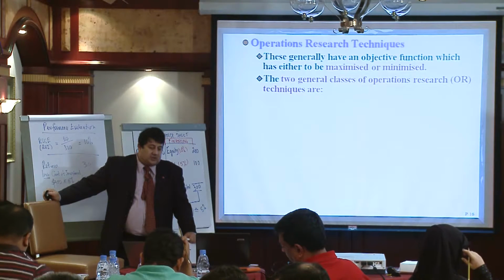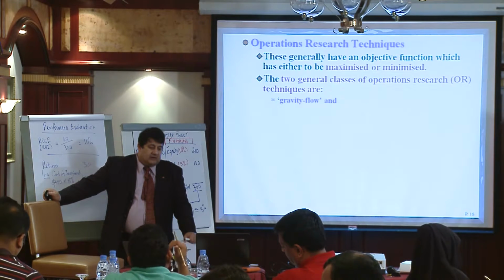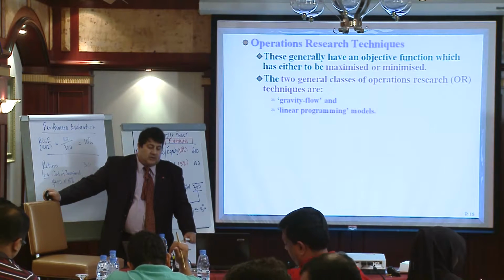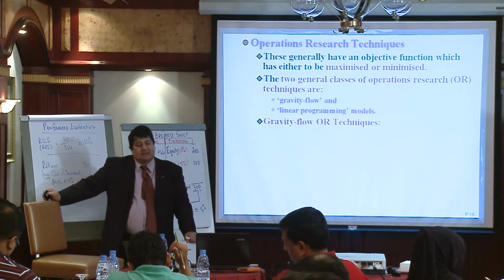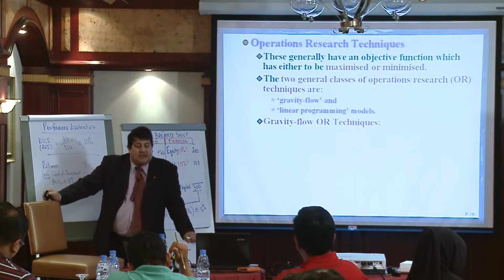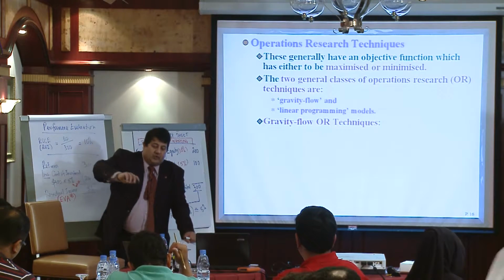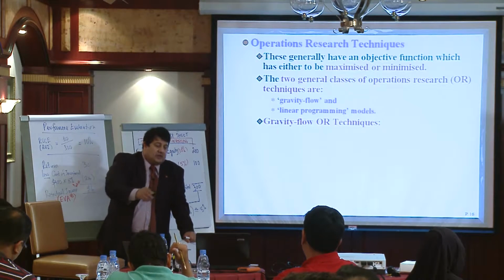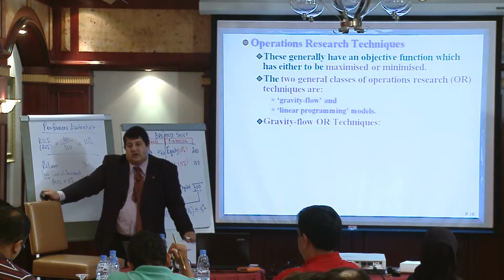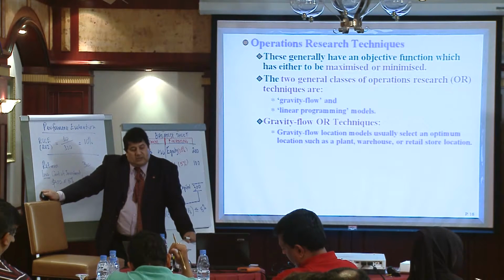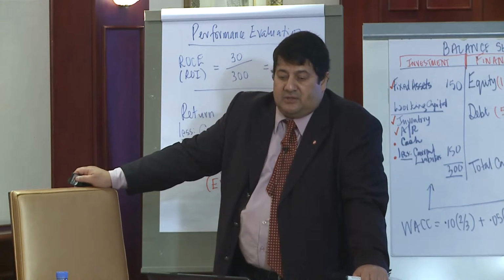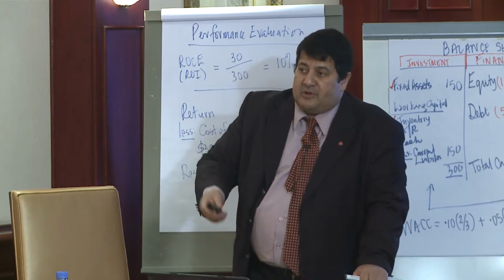Two general classes of operations research techniques are gravity flow and linear programming models. Now, gravity flow is exactly as we would see from the name, how the water flows easier with gravity. We look at gravity flow models to look at ease of the distribution network. Gravity flow location models usually select an optimum location such as a plant, warehouse or retail store location, and then they sort of do it that way.